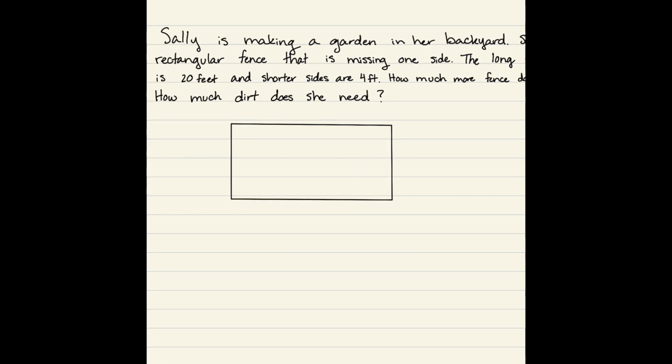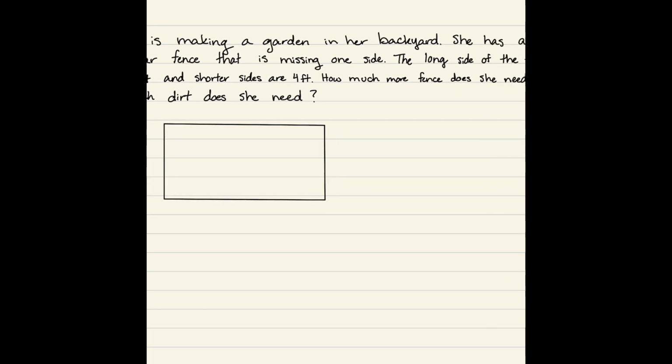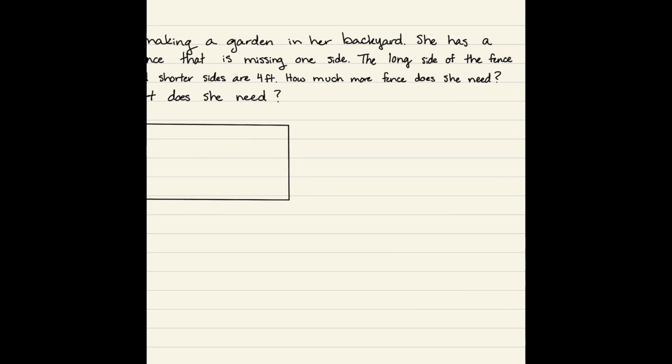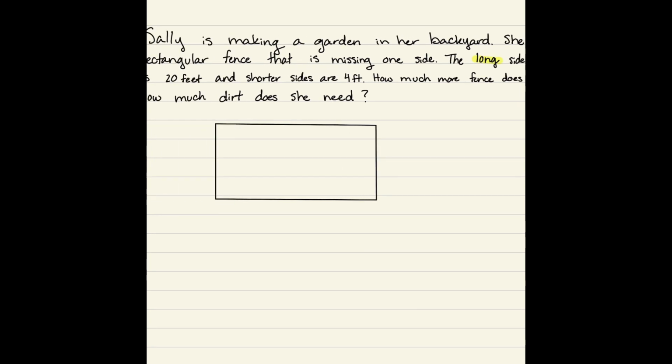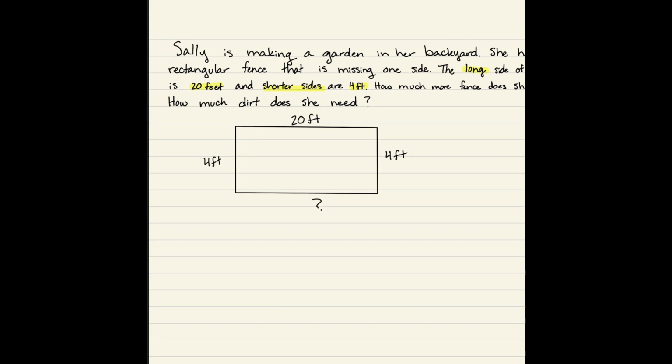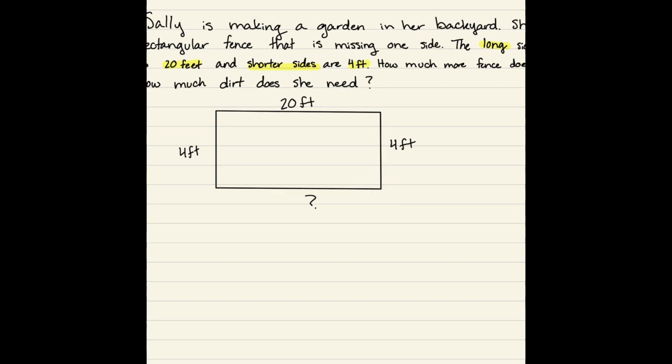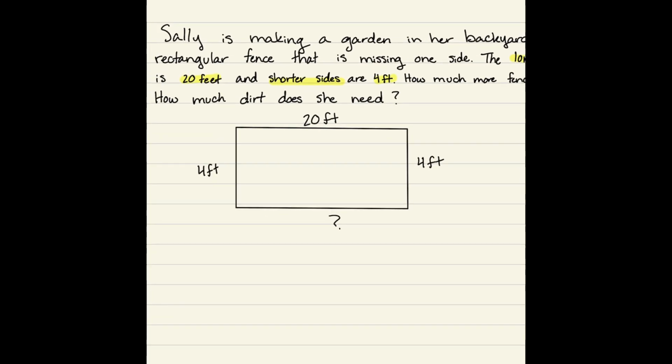So she has a rectangular fence that is missing one side. The long side of the fence is 20 feet, and the shorter sides, so we know that there are two of them, are 4 feet. All right, so let's label. So we know that this long side is going to be 20 feet, this short side is going to be 4 feet, and this short side is going to be 4 feet, and we don't know this side. This side is missing, and we want to find out how much more fence she needs. And then later we're going to find out how much dirt she needs.